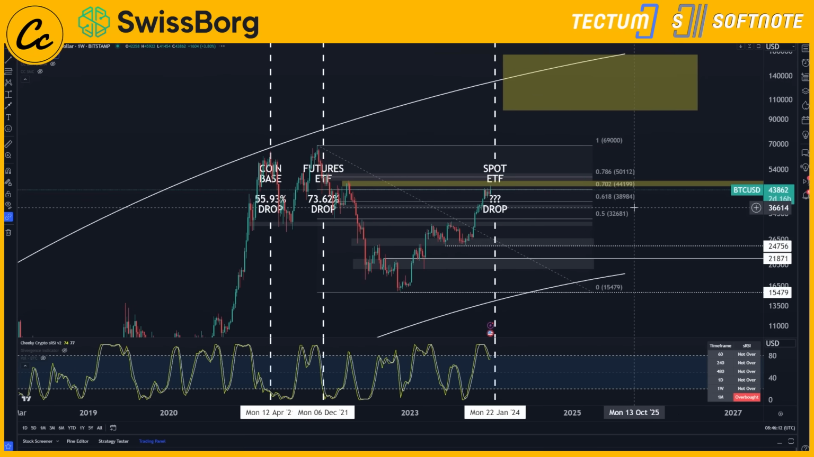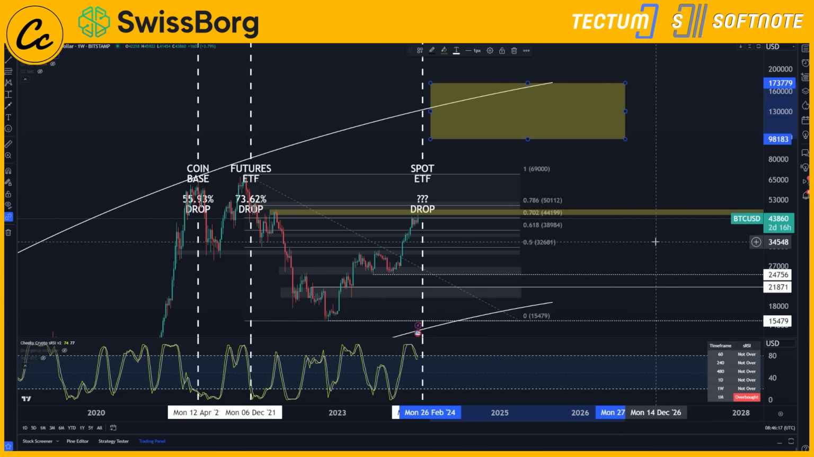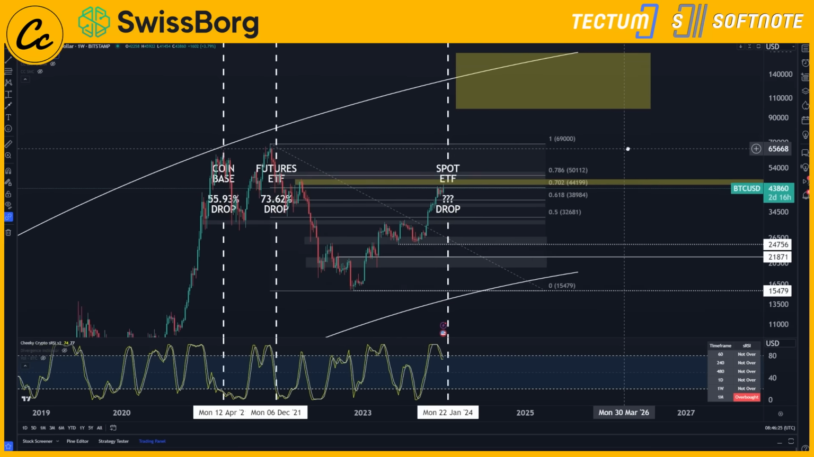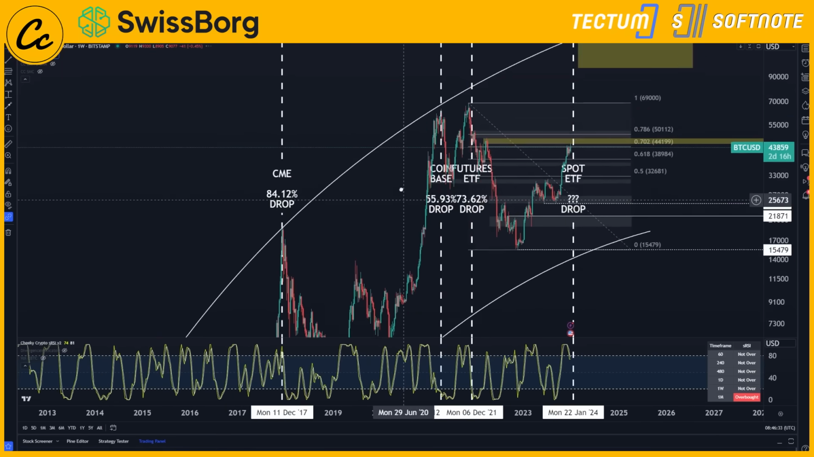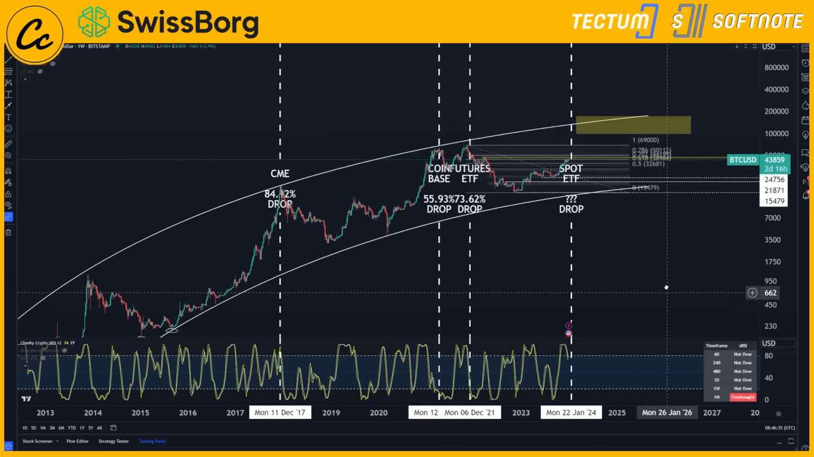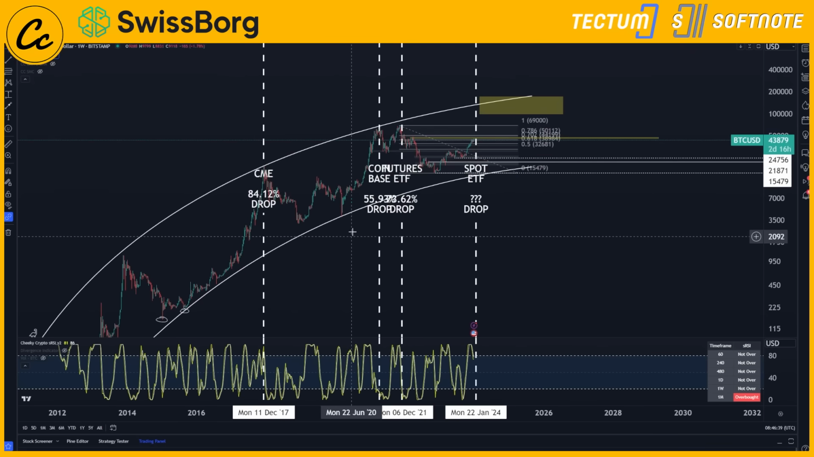Once we do have this correction, the target range to the upside is going to be basically $98,183 to $173,779. That's where I think we're likely to top out on the bull market. As you can see, this happens to fall in line with our curved line here, and this curved line is connecting all of the previous tops together through the history of Bitcoin.